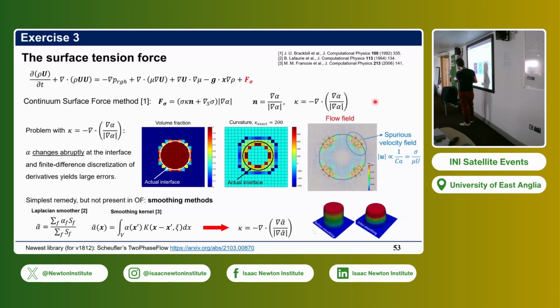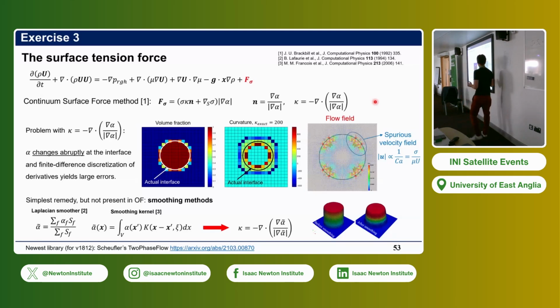So one easy solution is to smooth alpha, and there are many ways to do this. You can smooth alpha so that it is less sharp at the interface, but you do it only by defining a new alpha tilde, where you smooth the field, and you use alpha tilde to calculate your curvature. You don't use the smoothed alpha to advect the interface, because then it would be a mess. That's actually the opposite of what you want. You use smoothing only for the surface tension.